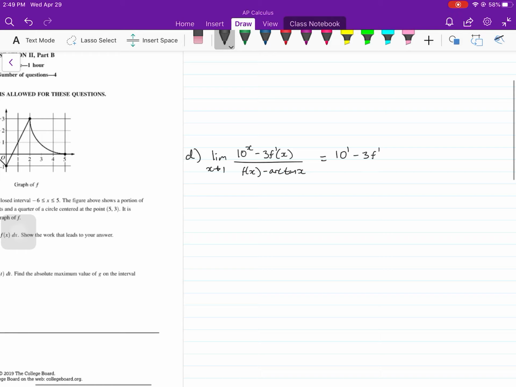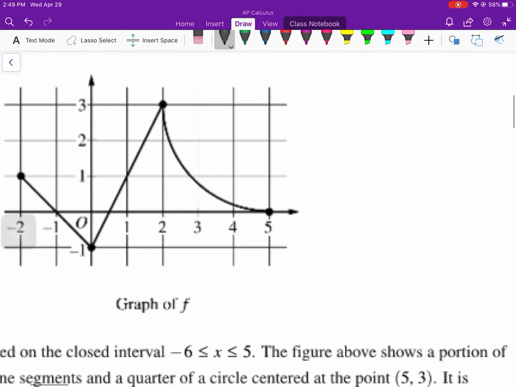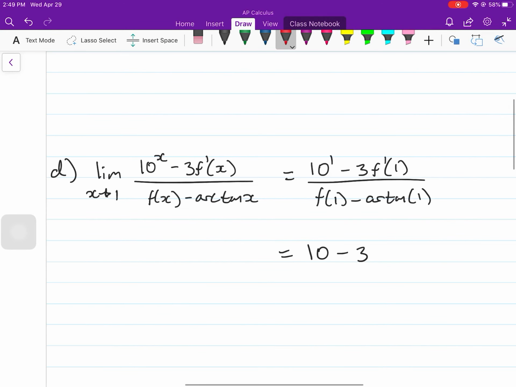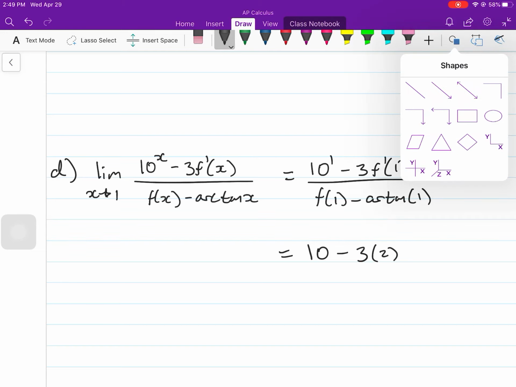So we have 10 to the 1 minus 3 times f prime of 1 over f of 1 minus arctan of 1. So 10 to the 1, super easy, that's 10. Minus 3 times f prime of 1. So f prime of 1 is the slope at 1. So we're going to look over here. What's the slope? So the rise over run is up 2 over 1 on this line. So our slope is 2. So we're going to have that this is 3 times 2.